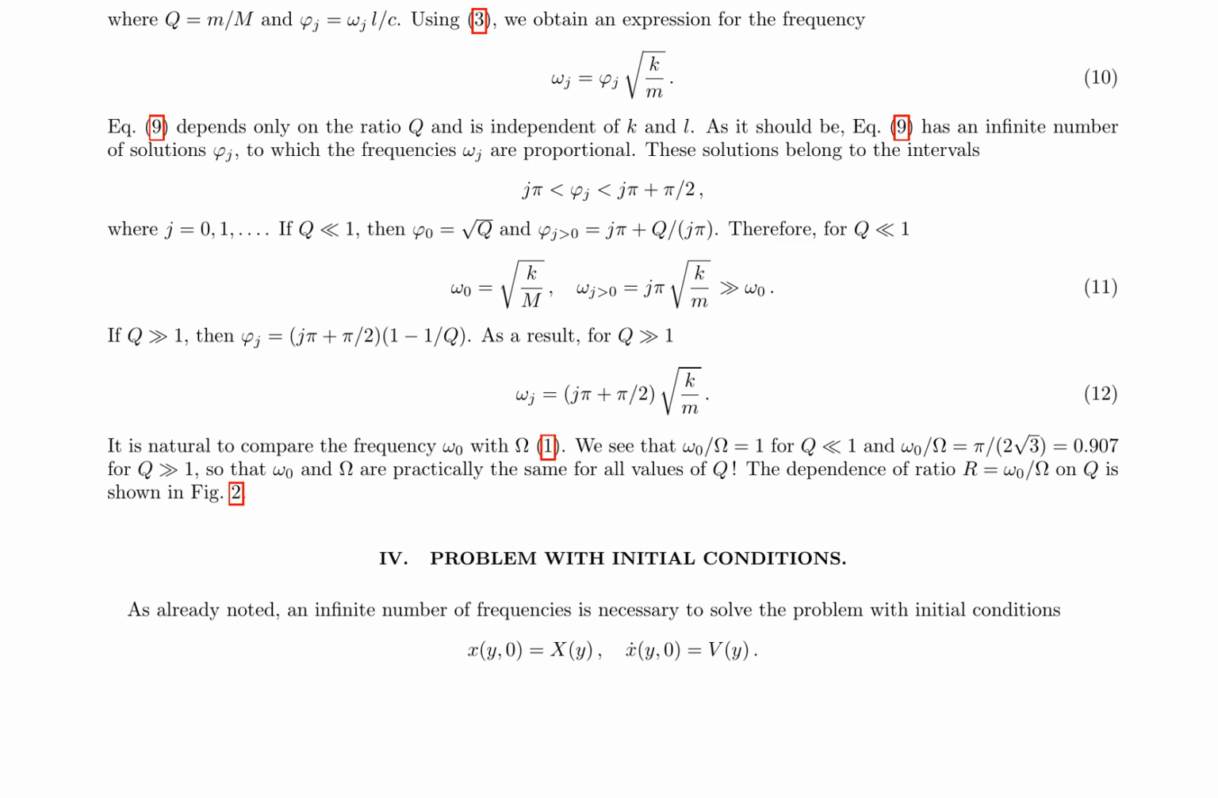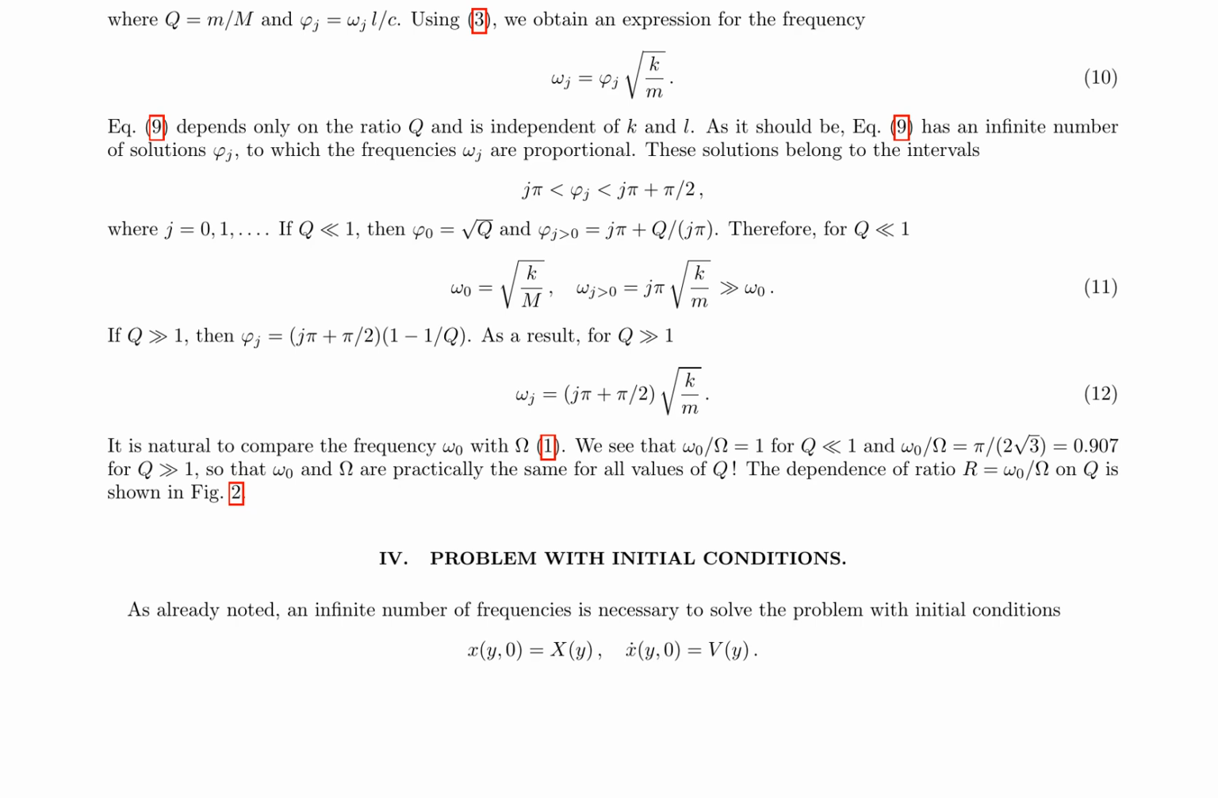Notably, the ratio R = ω₀/Ω is approximately equal to 1 for Q much less than 1 and π/(2√3) for Q much greater than 1, indicating that ω₀ and Ω are nearly identical for all values of Q. This relationship is visualized in Figure 2, which demonstrates the connection between ω₀ and Ω across varying Q values.